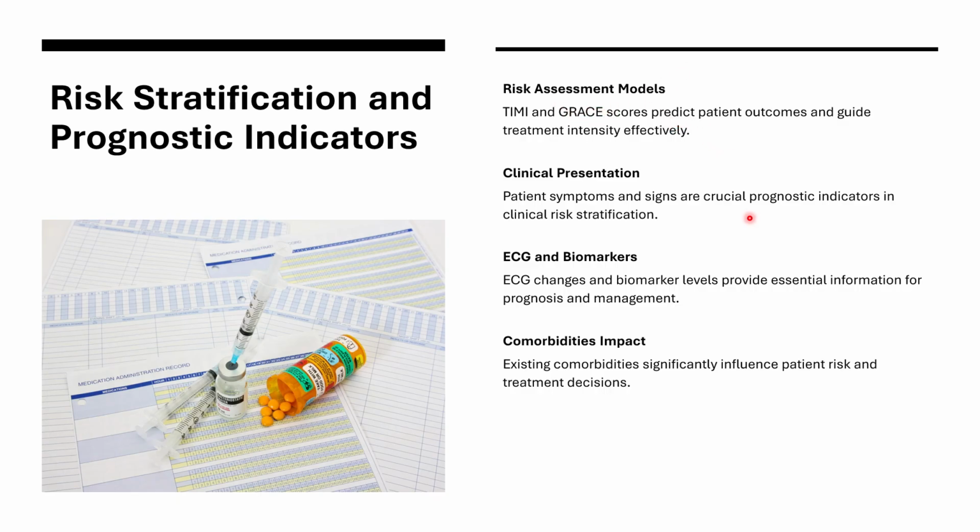Then clinical presentation: patient symptoms and signs are crucial prognostic indicators in clinical risk stratification. ECG and biomarkers: ECG changes and biomarker levels provide essential information for prognosis and management. Then comorbidities impact: existing comorbidities significantly influence patient risk and treatment decisions.